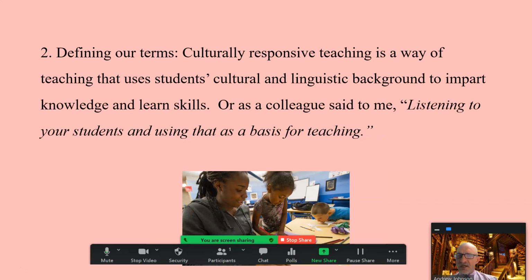Defining our terms, culturally responsive teaching is a way of teaching that uses students' cultural and linguistic background to impart knowledge and skills. It builds upon what students already know to help them learn new stuff. Or as a colleague said, simply listening to your students and using that as a basis for teaching.